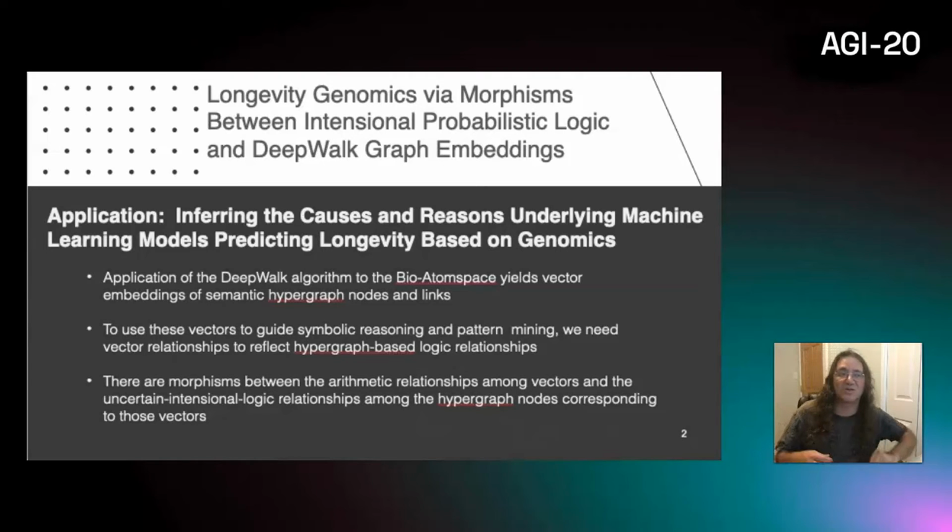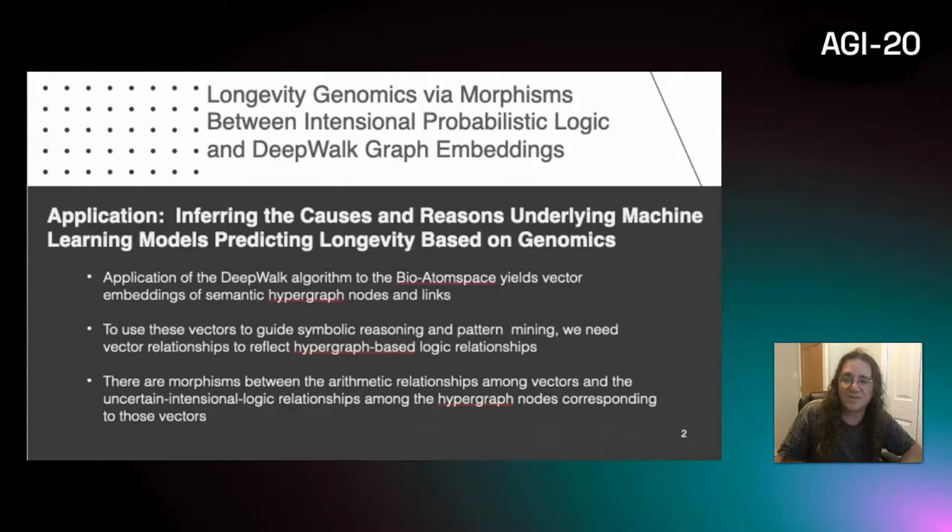So in particular, what we've been doing is curating a weighted labeled hypergraph, which in OpenCog is called an atom space, full of knowledge derived from various biological ontologies and derived from biology research papers and derived from the results of analyzing various genomic data sets. And this is a large atom space with a lot of different nodes and links. And we've been looking at using the DeepWalk algorithm and our own variation of it to embed nodes from this bio atom space knowledge graph into a vector space.